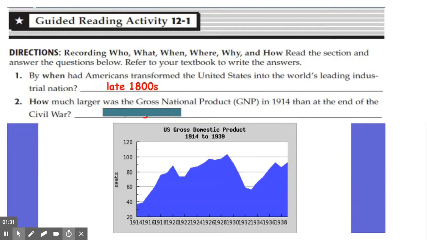How much larger was our gross national product? Just so you understand, gross national product is all the money made by our nation within a period of 1 year. Okay, how much larger was it in 1914 than at the end of the Civil War in 1865? And for the most part, it was about 8 times greater.